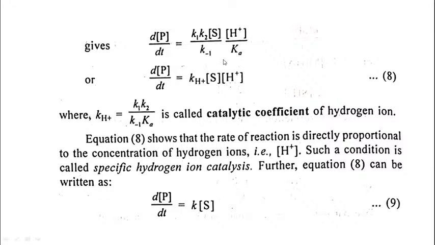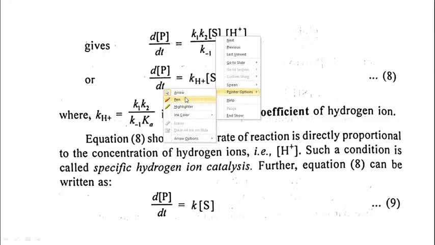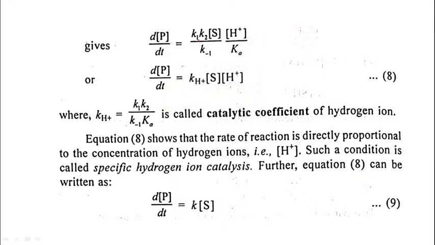Now in this equation K1 is constant, K2 is also constant, K minus 1 is constant, K is constant. So instead of writing all these constants, we can write here KH positive. Okay, it is also constant.